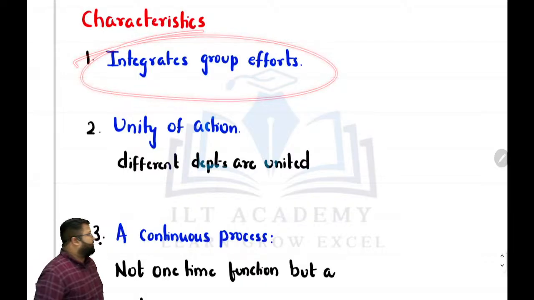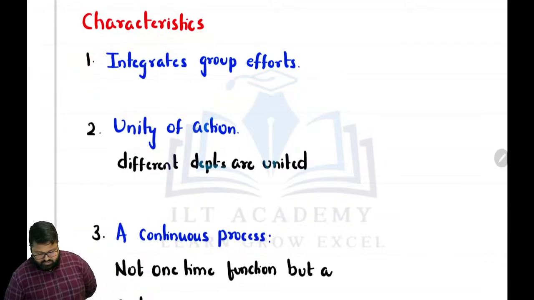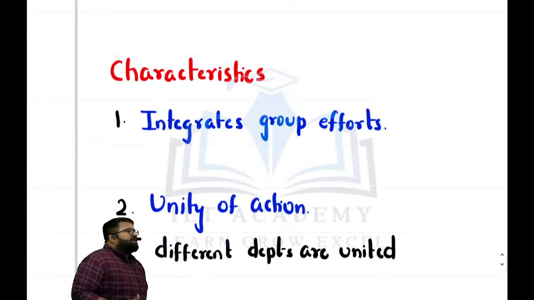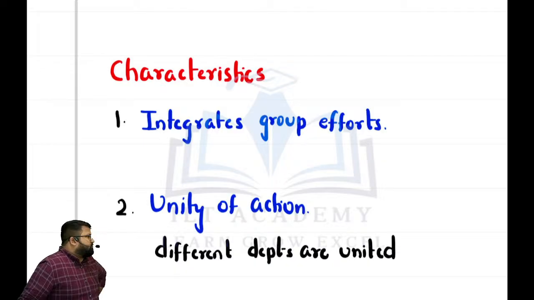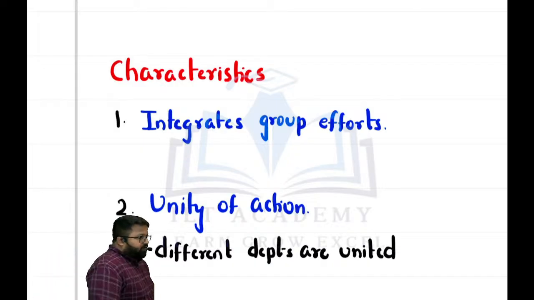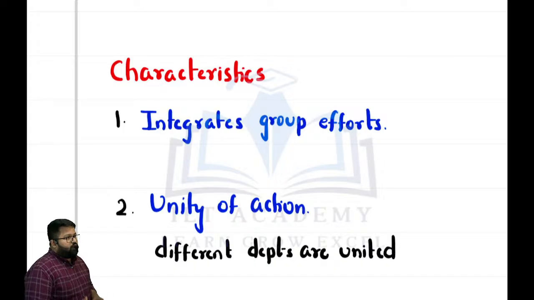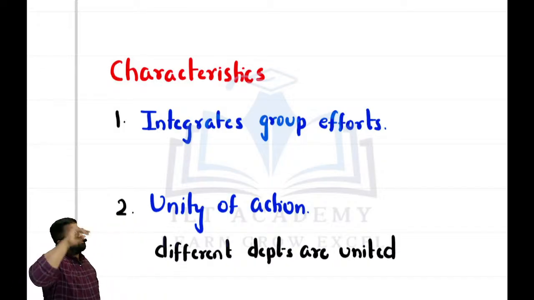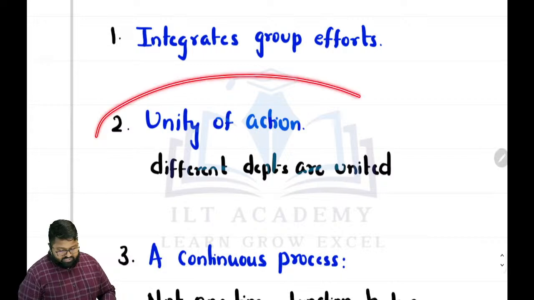What is the first feature? Can you read once? You can write after that. The first one is integration. What is meant by integration? For example, these 3 lines are 3 teams with different functions. We should integrate them, meaning we join them to combine our efforts, mainly for organizational success.